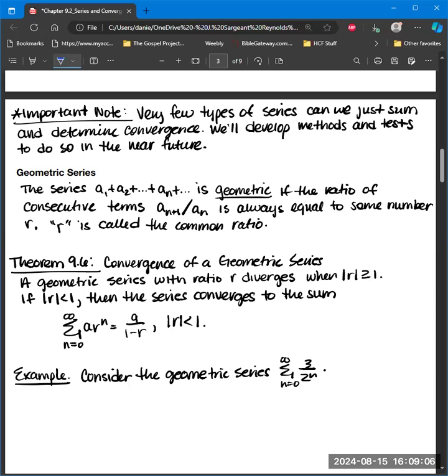So important note, very few types of series can we just sum and determine convergence. We'll develop methods and tests to do so in the near future. But one of the special types of series that we can tell whether it's going to be convergent or not, and tell you what it converges to, is going to be a geometric series, where we are going to be multiplying by a common ratio that we call R.